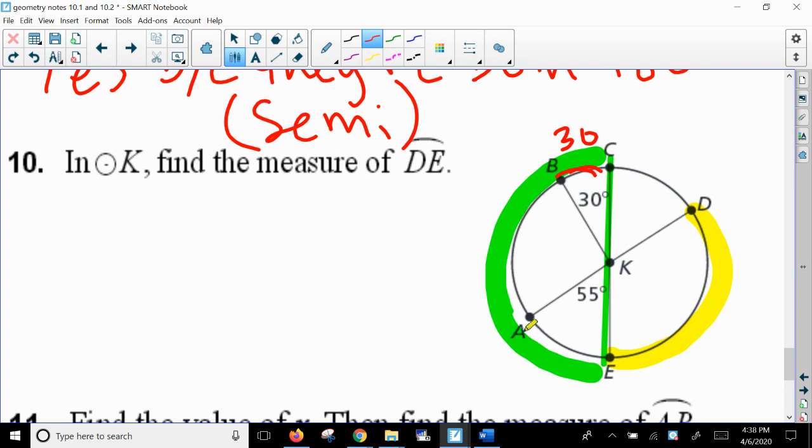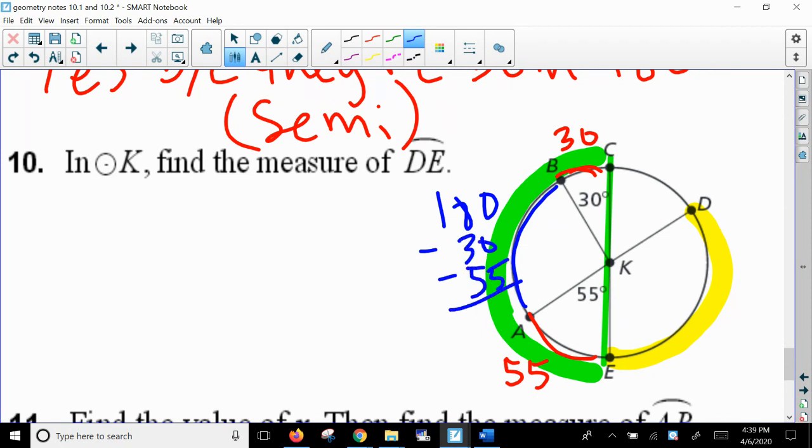And then I have another central angle right here, 55. That means this slice over here is 55. So in order to find the rest of the slice, I need to subtract from 180. I'm going to subtract the 30 and the 55. Okay, so for that slice, I got 95. That's what this is, 95.